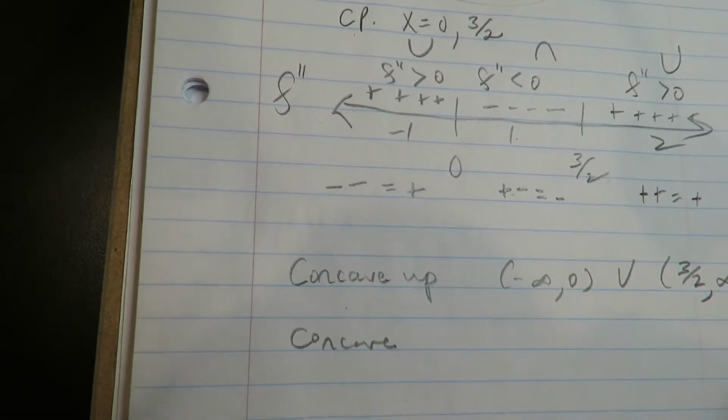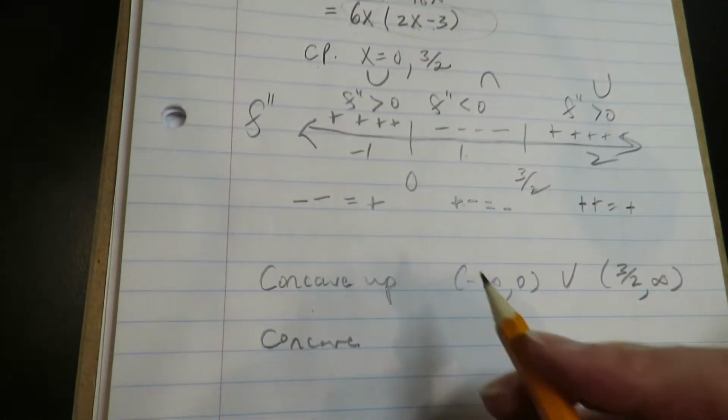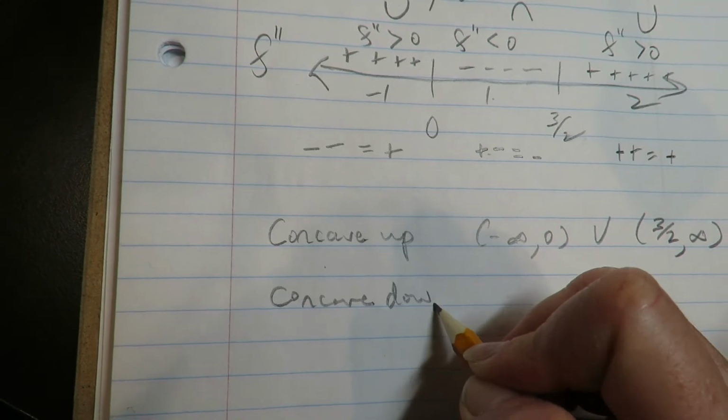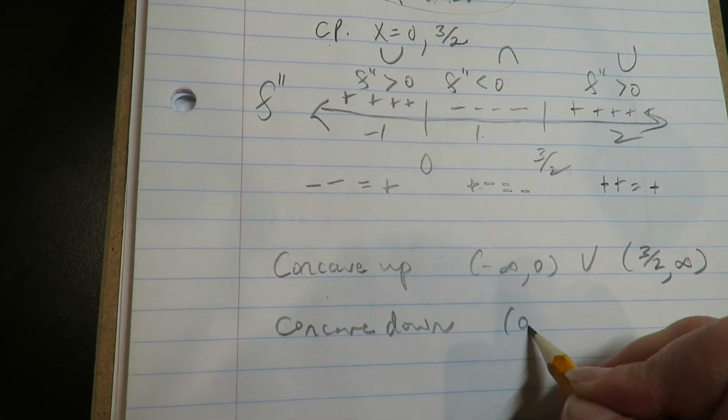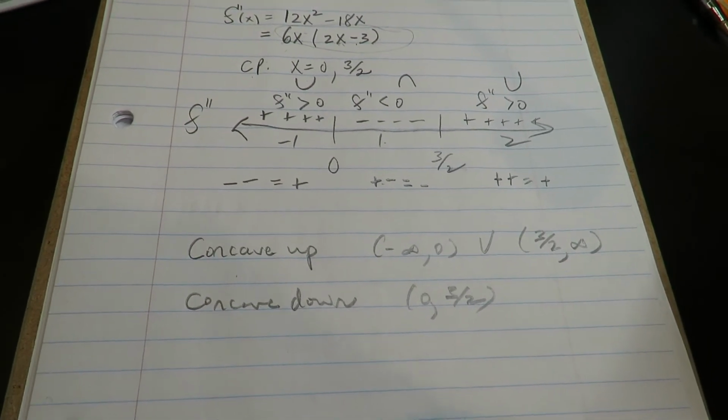This is referring to the original function, right? This talks about what the original function is doing. And the original function is concave down on 0 to 3/2. Okay, that's it. That's all they're asking.